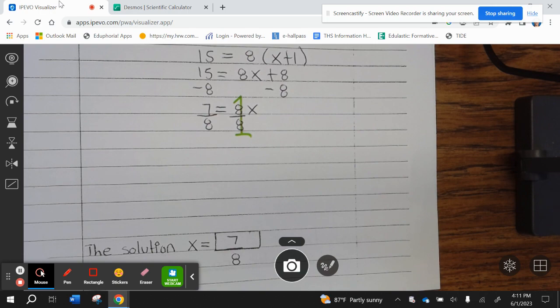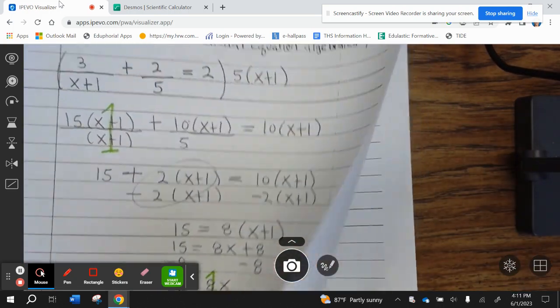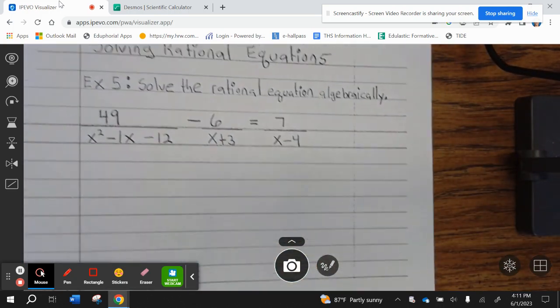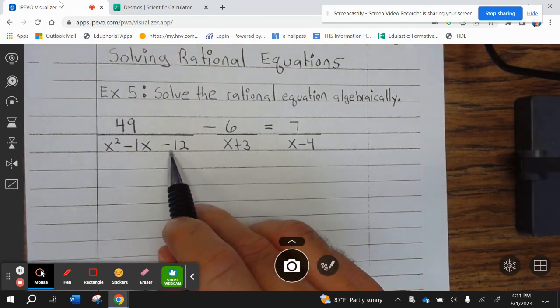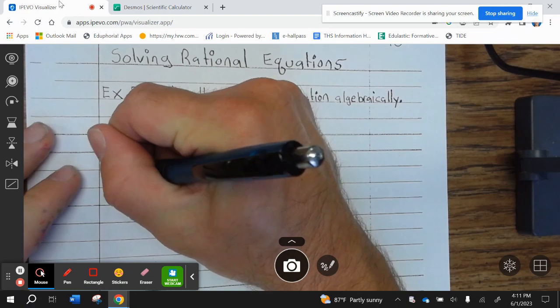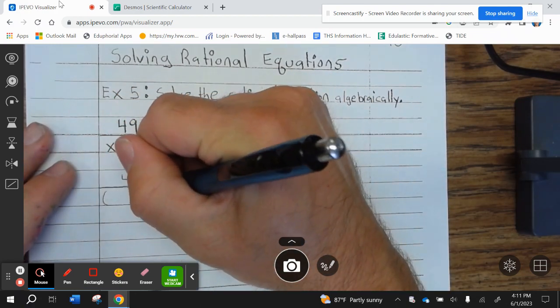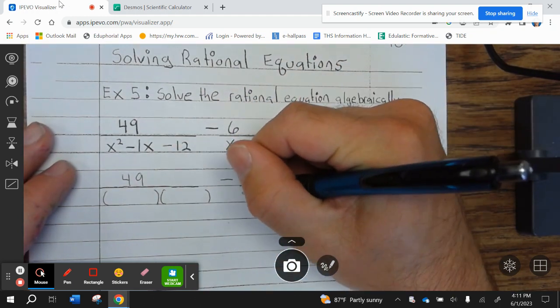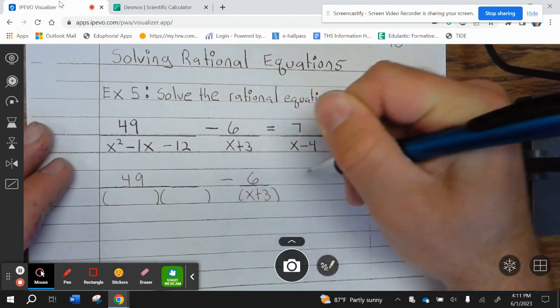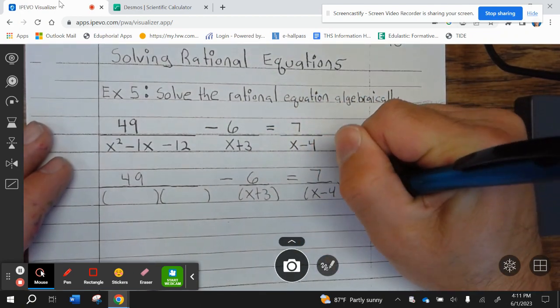All right, go and finish up that example. All right, let's take a look at example 5, last example. Okay, now to find the denominator, we need to actually factor this denominator first. So we have 49 divided by (parentheses, parentheses, come back to this) x, minus 6 divided by x plus 3 equals 7 divided by x minus 4.